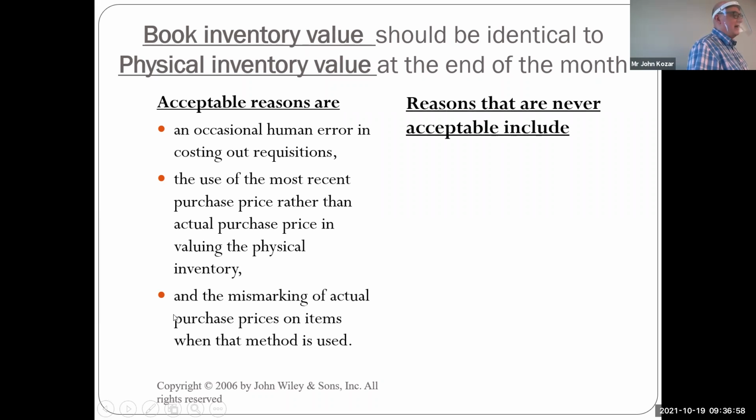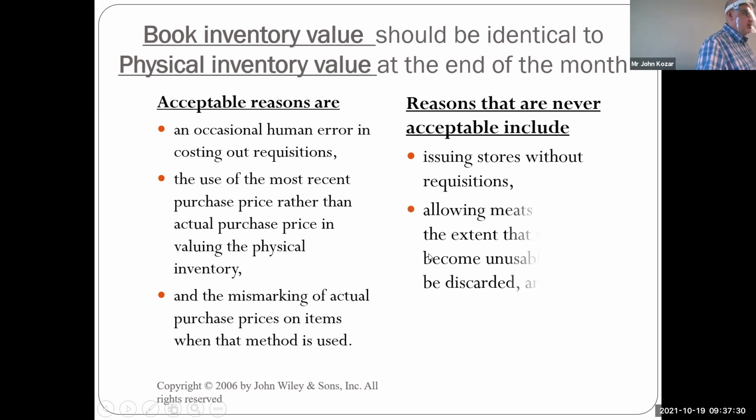Okay, reasons that are never acceptable. Issuing stores without requisition. So when a cook goes up to the storeroom and says, I need a case of sirloin steaks, the answer should be, where is your requisition? You need to have that documented, but a lot of places are not going to be that strict, and so they're not going to have a record of it going out to the kitchen.